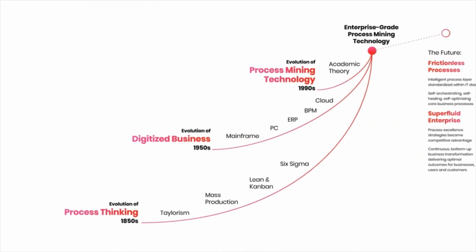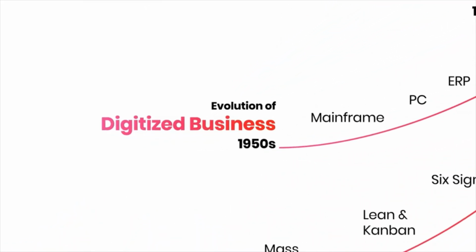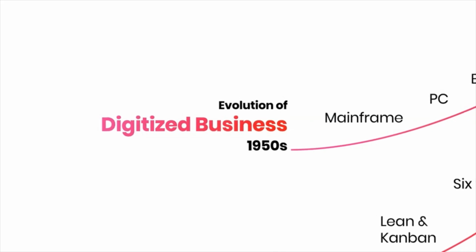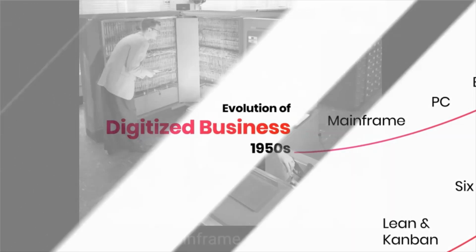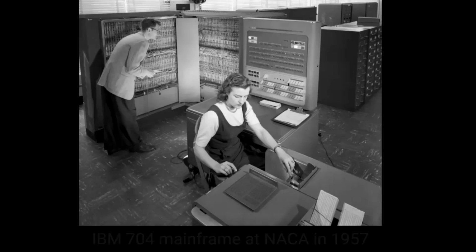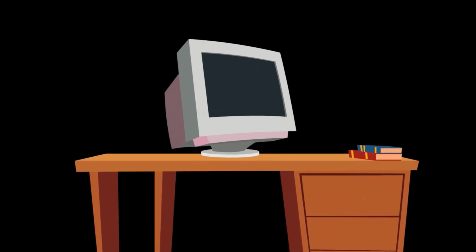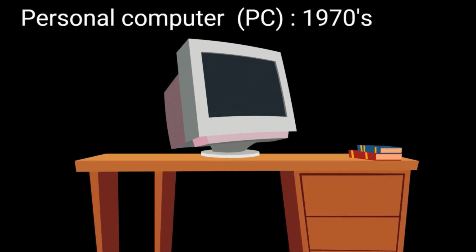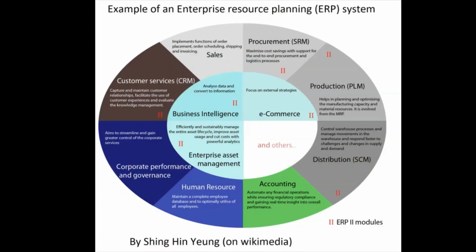Process mining is possible largely in part thanks to the evolution of digitized businesses. This development started with large mainframes in the 1950s to record data and to make calculations, followed by the introduction of the personal computer in the 70s. By the early 90s, enterprise resource planning systems started to acquire a dominant role in supporting businesses in their everyday operations such as customer service, human resources, accounting, inventory management, and procurement.